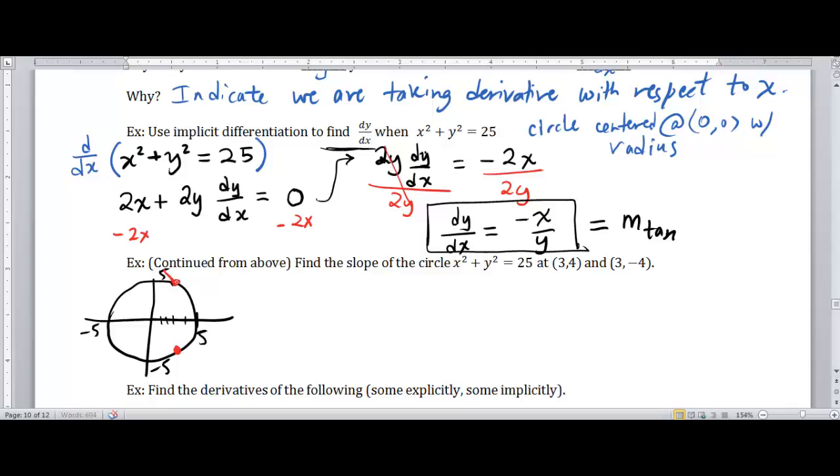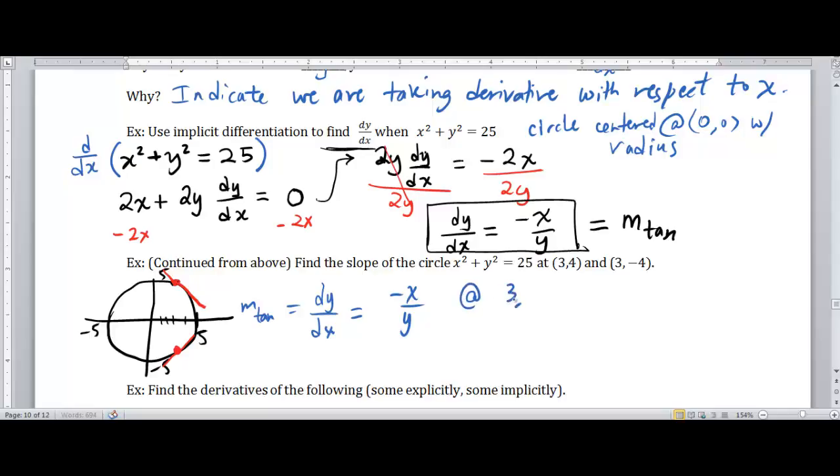And it says find the slope. One of these is going to be like this, and one of these is going to be like this, right? And this is the point 3, 4. When you plug 3 into here, you get 4. When you plug 3 into here, you get negative 4. So all we have to do to find the slope is plug this into dy dx. The slope of the tangent line is equal to dy dx, which is minus x over y.